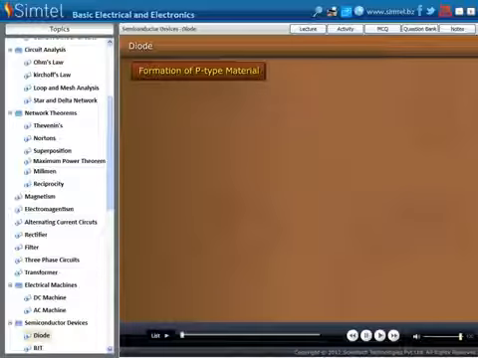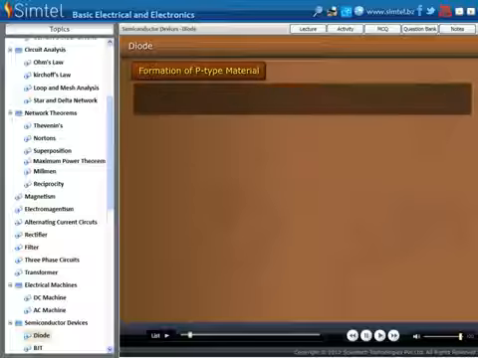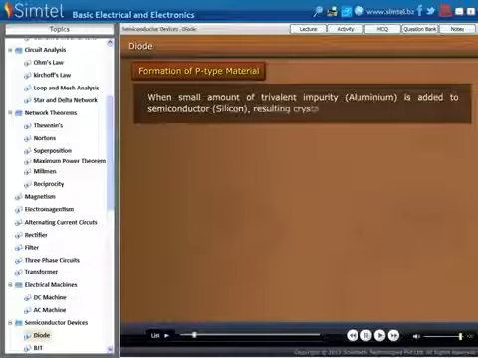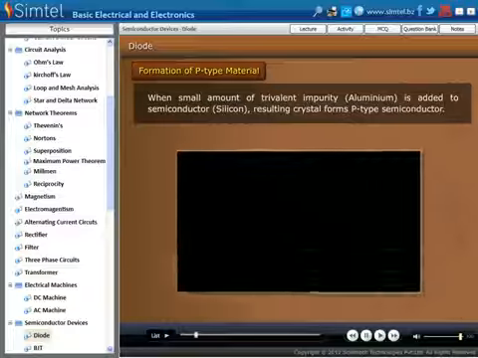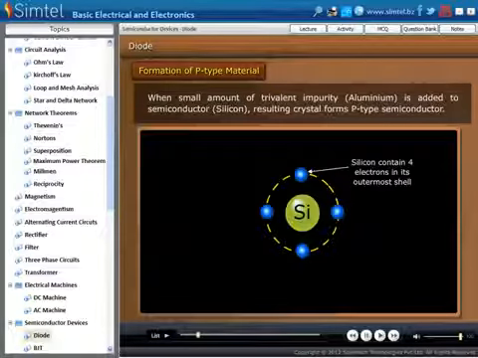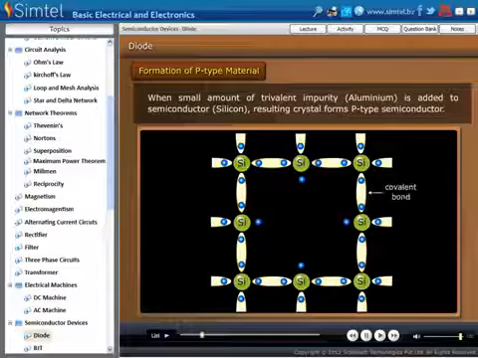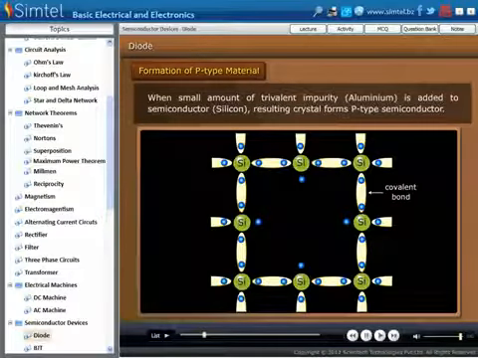Now, we explain the formation of p and n-type material. First we see formation of p-type material when a small amount of trivalent impurity, such as aluminium, is added to a semiconductor like silicon. The resulting crystal forms a p-type semiconductor.